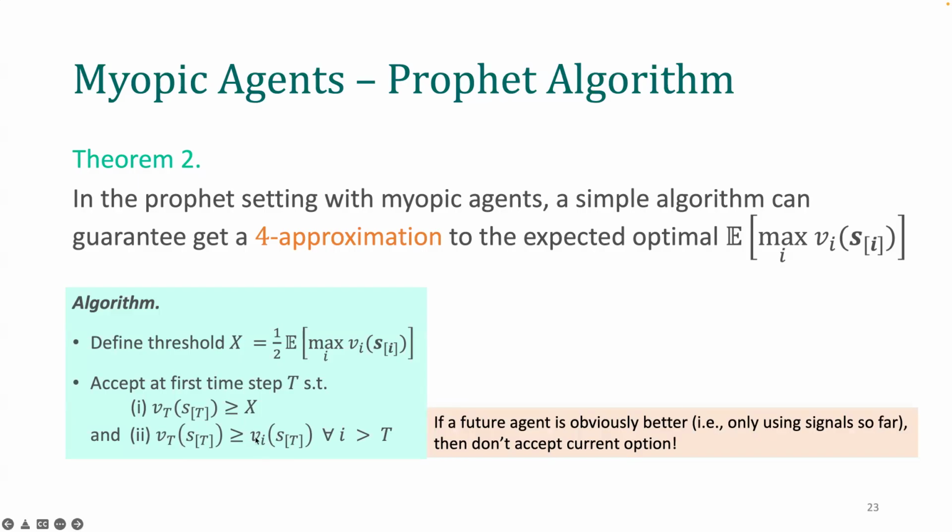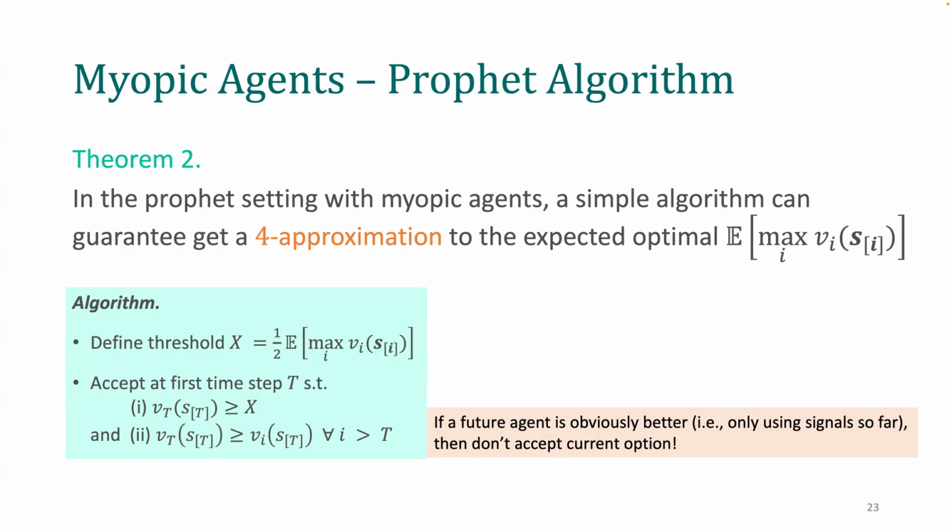So if Vi is going to be greater than Vt when only evaluated on the signal so far, clearly with more signals, their value can only be higher, right? We have this monotonicity assumption. So it doesn't make any sense to accept the current value because I know there is someone who's better in the future. So I should just wait for them. So I'm just doing this extra simple check where I check whether there is nobody better in the future using the current signals, along with making sure that I beat the threshold. Okay, so that is my algorithm. It's a simple threshold algorithm with this extra step that ensures that there is no agent who's obviously better in the future.